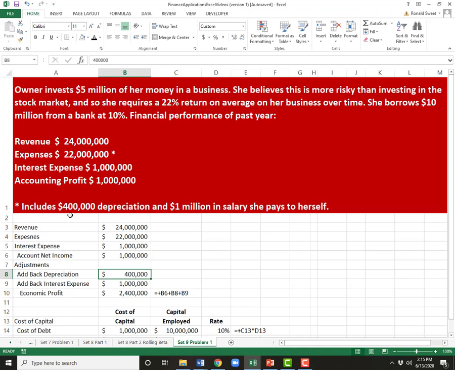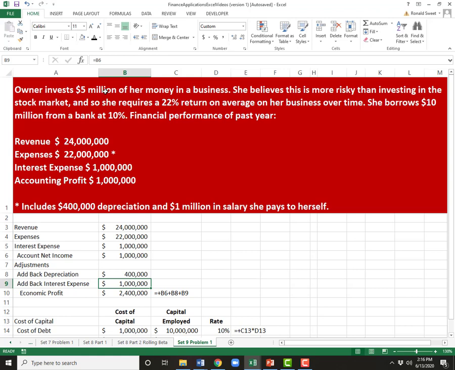That's, to me, somewhat of an opportunity cost. If she weren't spending all her time running this business, she could get a job somewhere, and she's a high-paid person. So if she's working somewhere else, she can make $1 million. So she might as well pay herself $1 million. This is not a return on her capital. This is a return on her time. So she's paying herself $1 million because of all the time she put into the business.